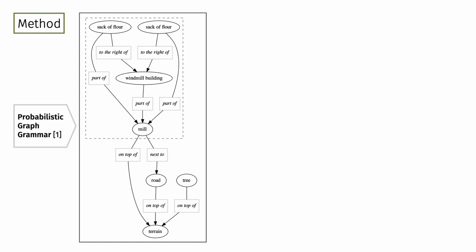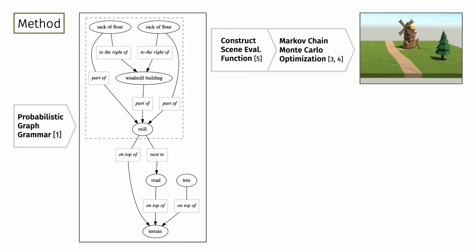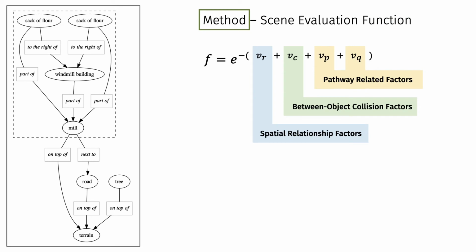So the way we go about generating a scene is pretty simple. We construct a scene evaluation function and then use the popular Markov chain Monte Carlo optimization method in scene layout synthesis. To construct this evaluation function, we build an energy function that describes all the spatial relationship factors within the graph and some implicit constraints, for example, that objects should not clip into each other and pathways should be of a certain shape that does not collide with objects, not collide with other pathways, and have not too steep turns in the pathways.